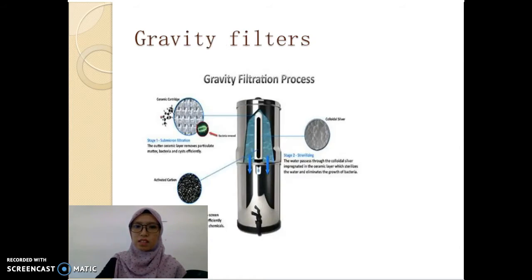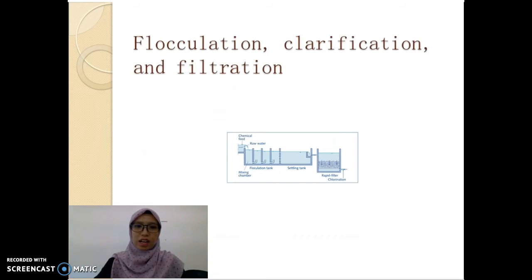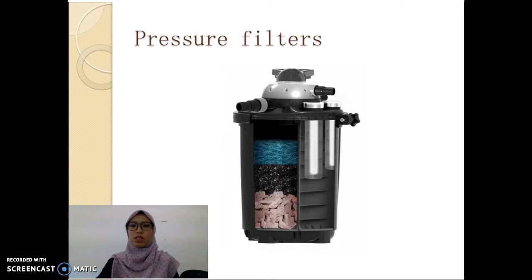Okay, and then the next one is the gravity filters, which filter potable water or treated wastewater treatment. It includes three processes: flocculation, clarification, and filtration. Okay, the next one is the pressure filter, which uses pressure to remove iron, manganese, and also some contaminants, usually used for ponds, streams, and fountains.